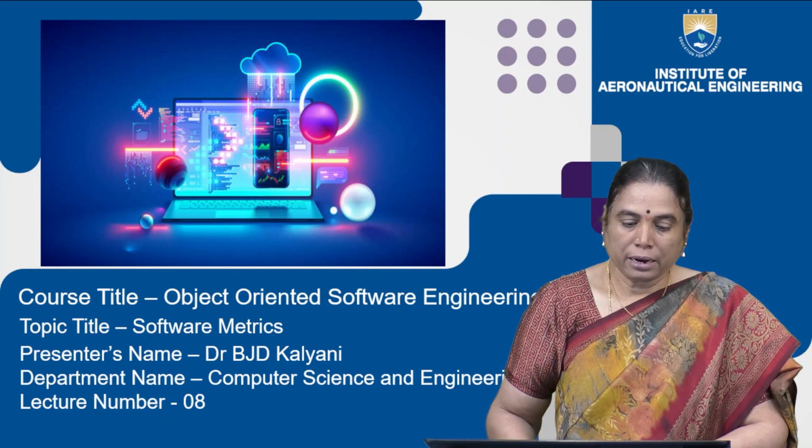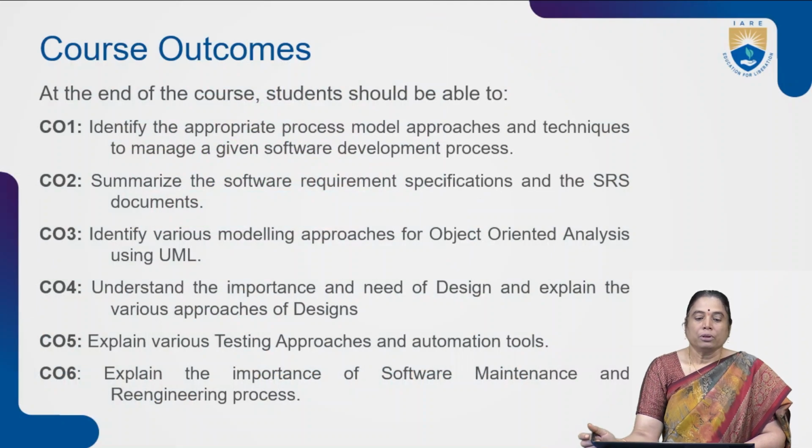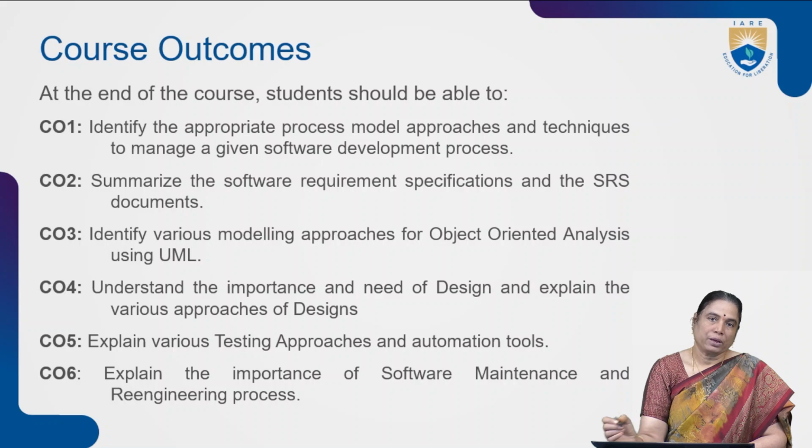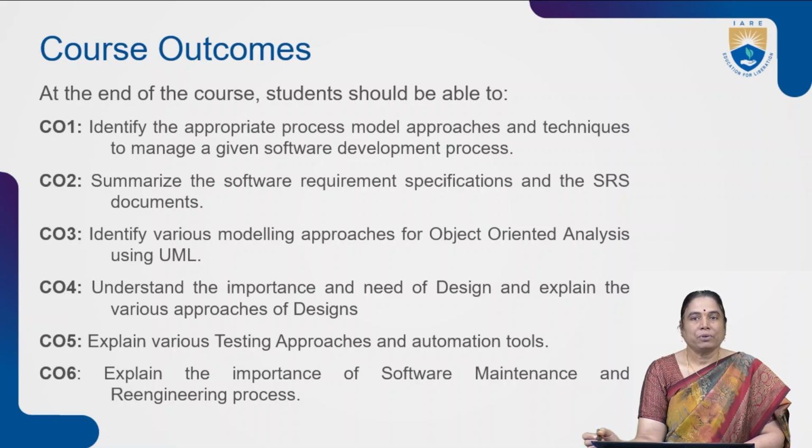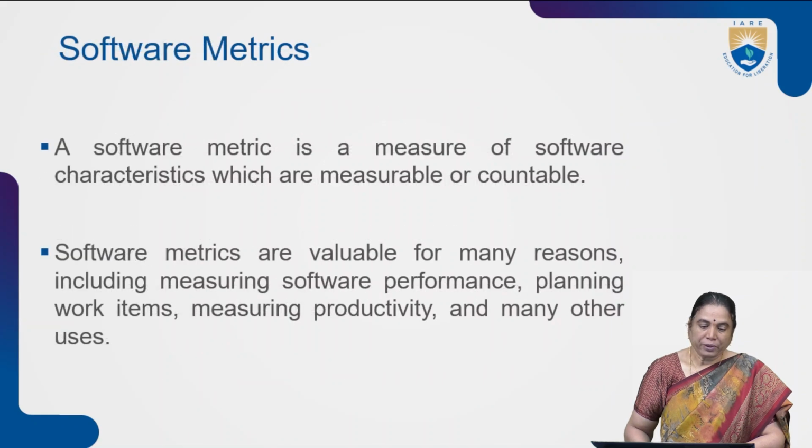The topic learning outcome is mapped with the course outcome CO1, which is to identify the appropriate process model approaches and techniques to manage the given software development process. In this video, I will discuss what software metrics are and what their categories are.